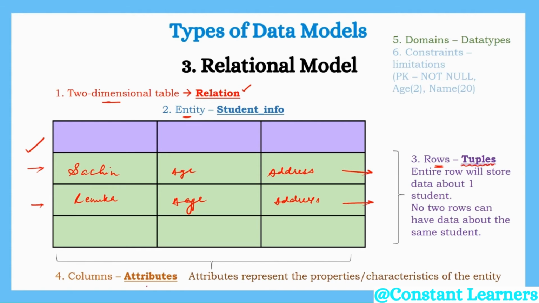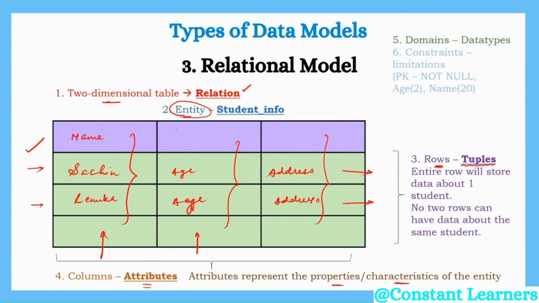Then next we have the columns. So these are the columns. This entire structure is a column. This is a column. This is a column. And these columns are called attributes. Attributes represent the properties or the characteristics of this particular entity, right? For example, here we are going to store the name. So this entire column will have only the names of the students, okay?